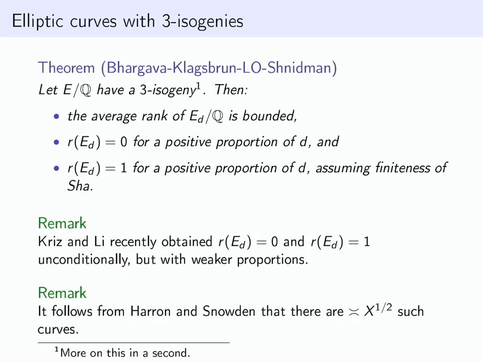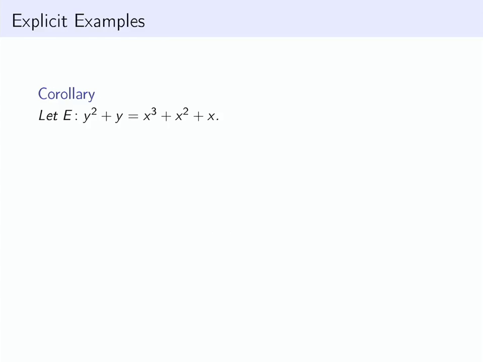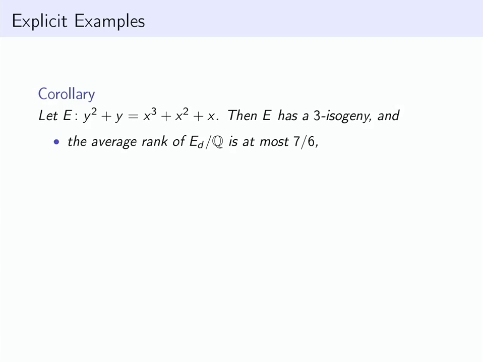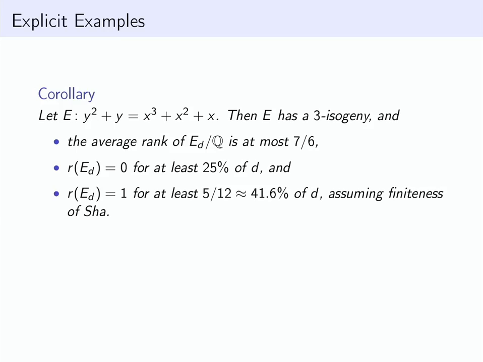And I think it's actually worth seeing a very explicit example of this. So let E be this elliptic curve. It turns out that this thing has a 3 isogeny. And our results take the following shape. The average rank of the twists is at most 7/6. We can show that the elliptic twist is rank 0 for 25% of twists D. And this is also an honest-to-God 25%, not some horrible infinite product I've rounded. This is 1/2 times 1/2. And we can show that the rank is 1 for at least 5/12 of twists, assuming finiteness of Sha.